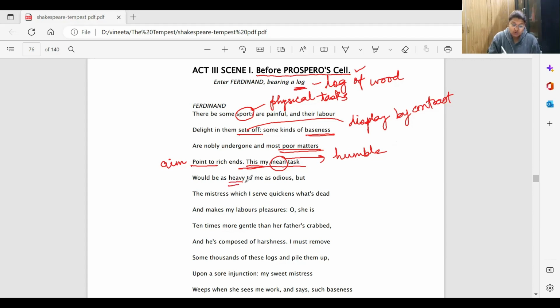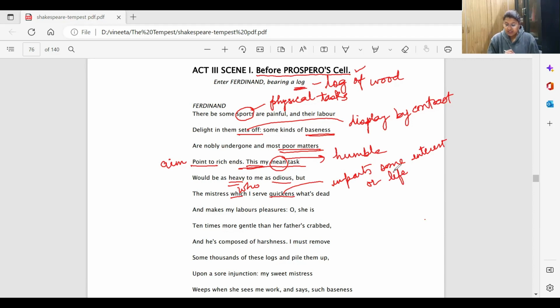"This, my mean task, would be as heavy to me as odious." It would be as heavy, as difficult to me as odious. Odious is hateful, odd. The way this task is difficult and disappointing for me to do, in the same way, it is very odd for me to do. "But the mistress which I serve, quickens what's dead." The mistress which I serve here means the one who I serve. Quickens means imparts some interest or life.